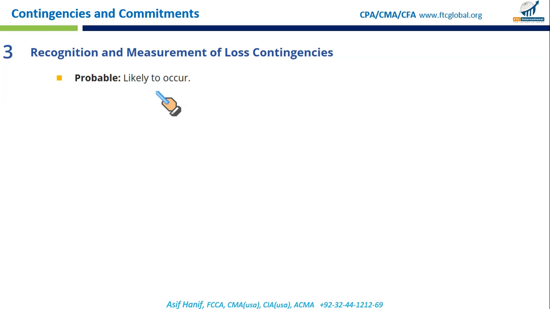For example, we expect a lawsuit that might result in a loss of $1 million. We are expecting a loss. Since the amount can be reasonably estimated and it is probable, we need to accrue this liability on the balance sheet and charge it as a loss to the income statement. So if the loss is probable and the amount can be estimated reasonably, then we need to charge it as a loss to the income statement.